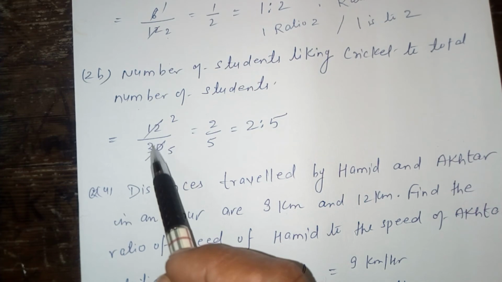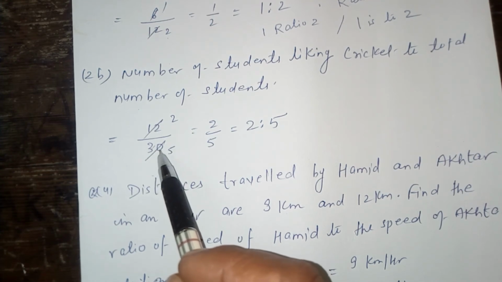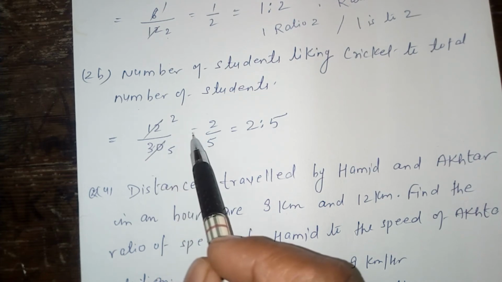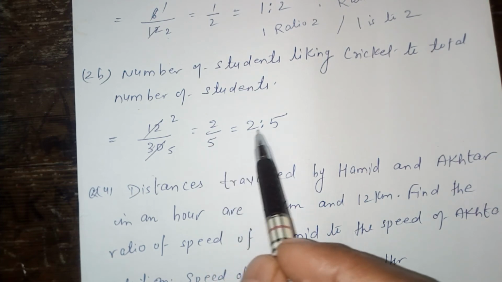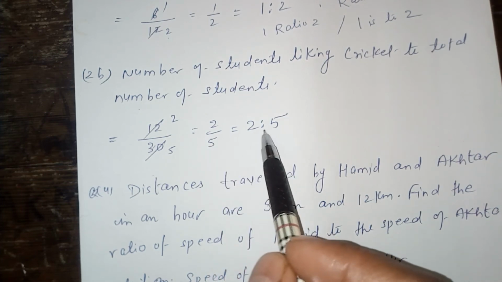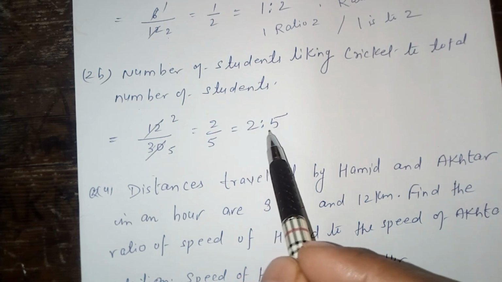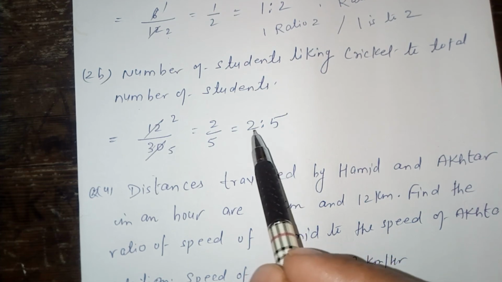12 and 30 will be cancelled by 6. 6 twos are 12, 6 fives are 30. The simplest form is 2 upon 5, and the ratio will be 2 is to 5, or 2 ratio 5. This is the answer of the given question.